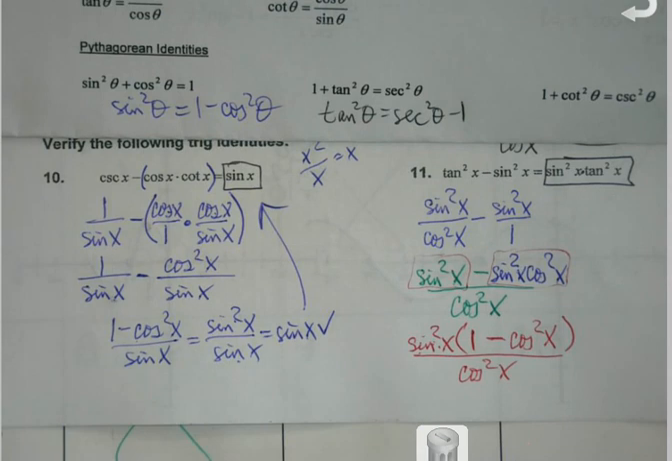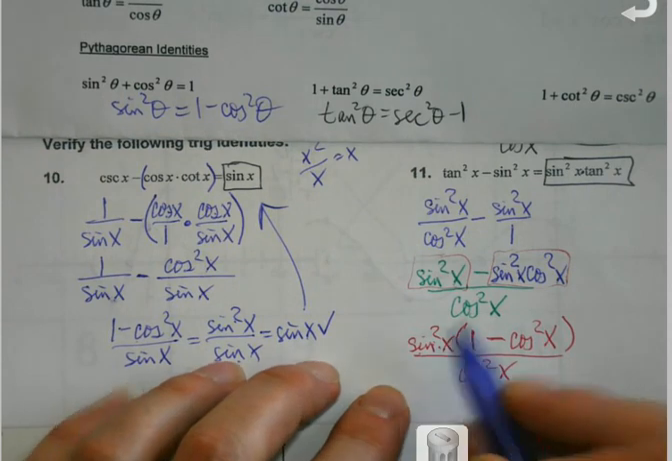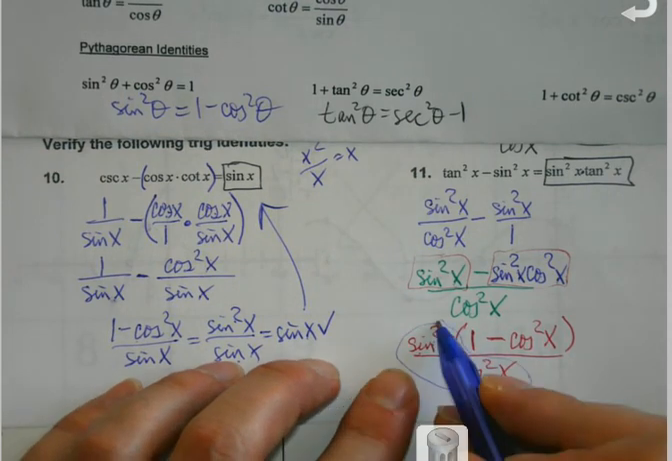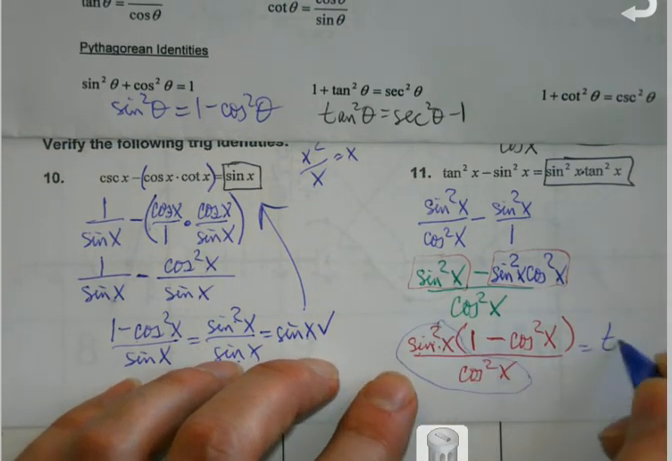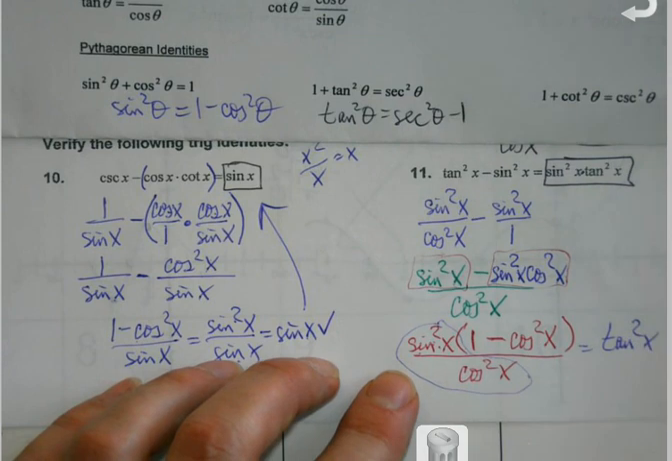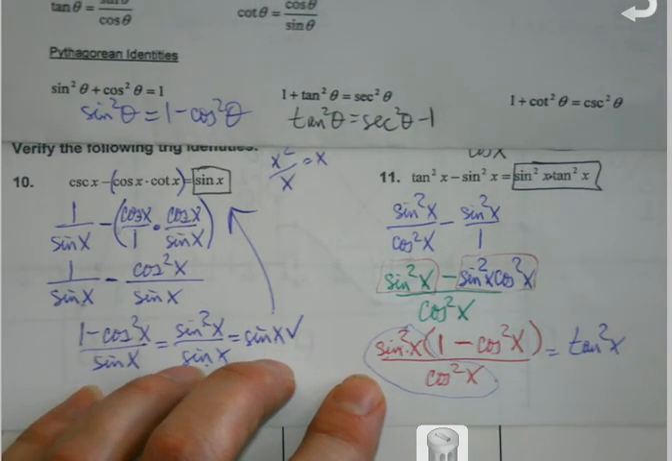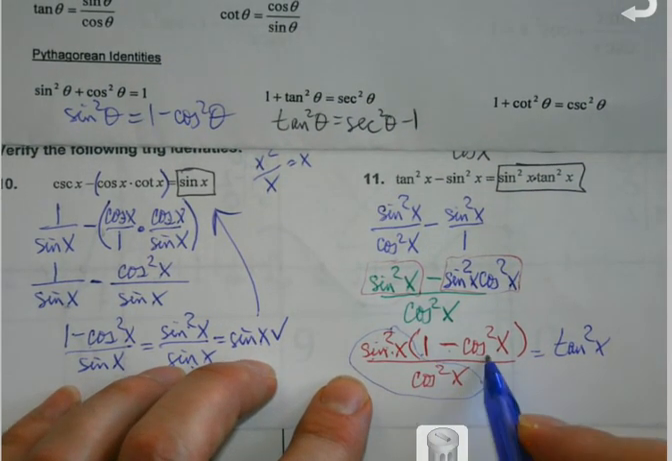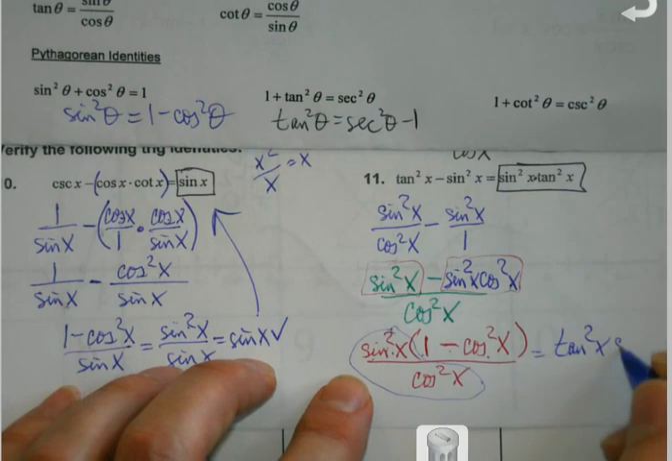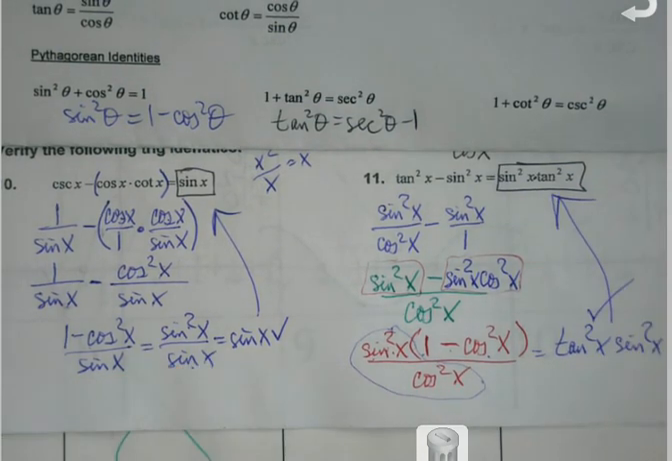And now I get to get cute. Because I notice a couple of things. I say, hey, sine squared over cosine squared is tangent squared. And what's 1 minus cosine squared equal? And I'm done. I will not have one where you've got to factor and get crazy like that.